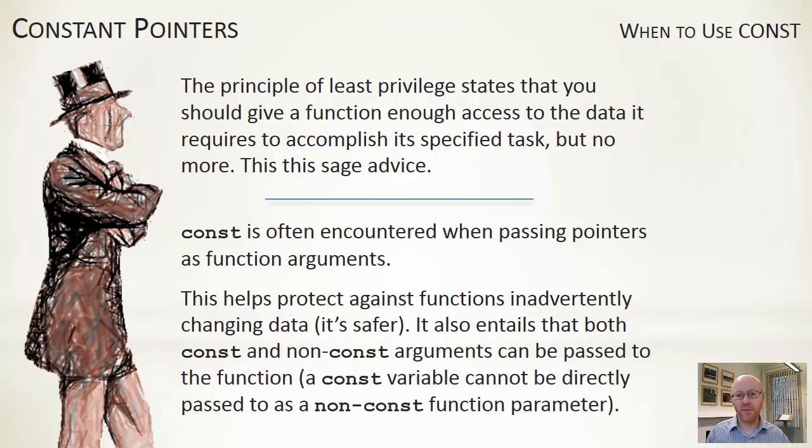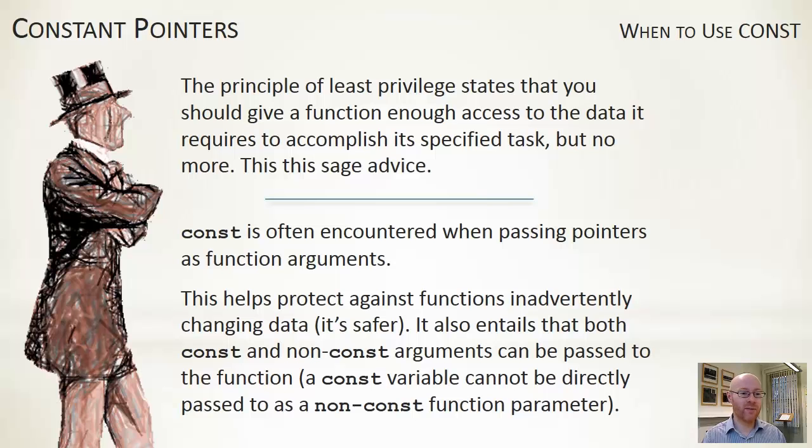It says that if you are declaring a function or some piece of functionality, you only want to give that function, that piece of functionality, sufficient access to the data that it needs to do what it does, but nothing more than that. So you do not give a function more access or more privilege than it needs to do its job. A sufficient amount, and that's that. And const is a way of doing this.